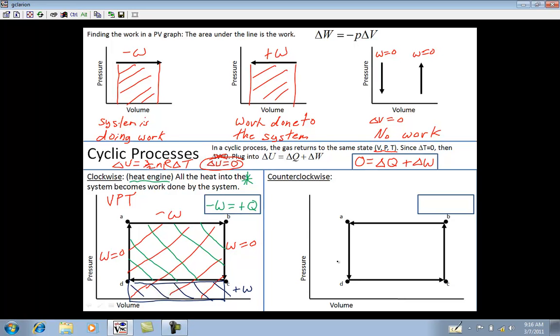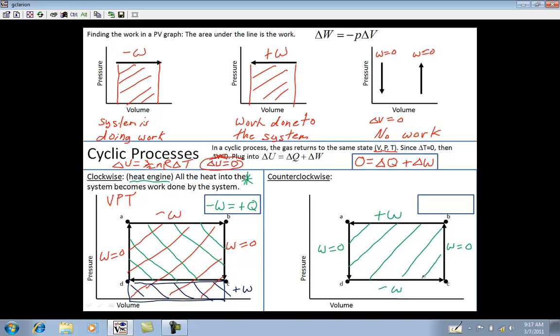From B to A, is that positive or negative work? Okay, that's going to be positive work. And then from A to D, what is that going to be? Okay, A to D is 0. What about D to C? Okay, D to C, that's going to be this part, that's negative work. And then C to B, that's going to be 0. So to calculate the net work, what do I need to calculate? Yeah, just the area of this box.